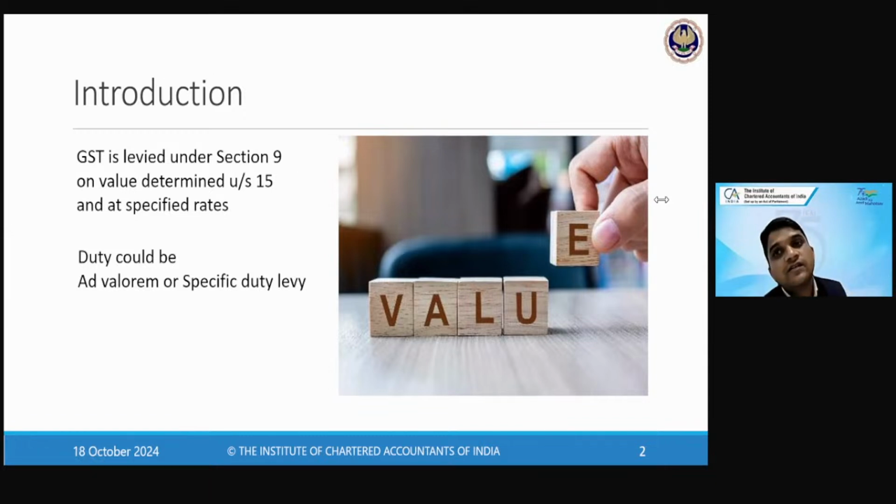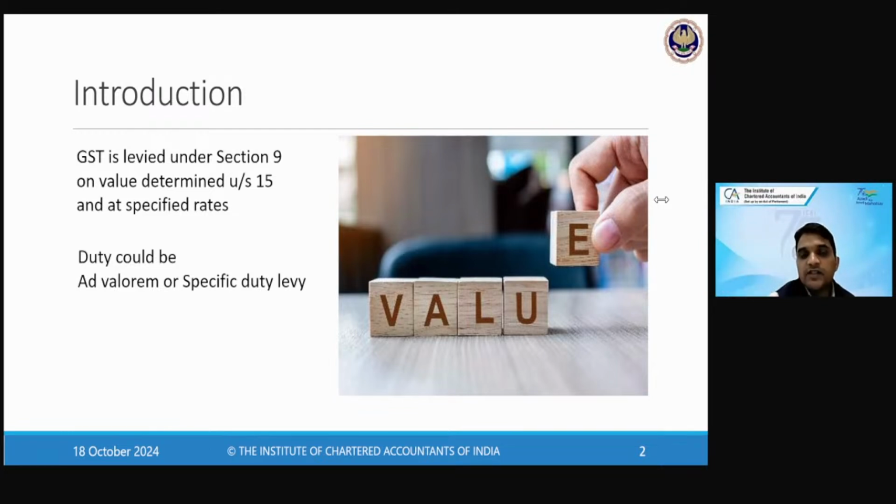Now, since we have understood section 15, generally, whether they can charge GST based on per unit or per value, which means a duty can be levied in two ways. One is ad valorem, which means that it is a tax on the value of supply, or it could be a specific duty, which means that if you have sold one unit, you have to pay 10% GST.